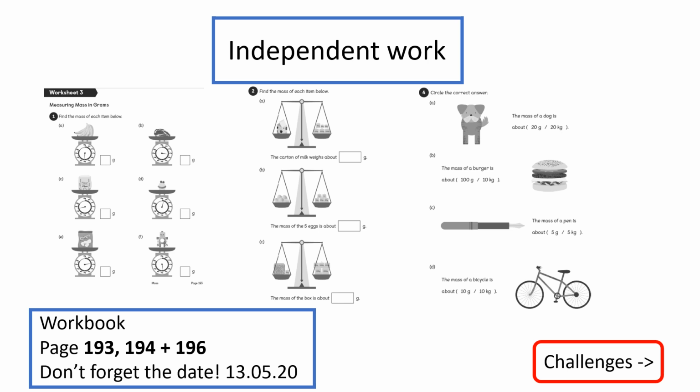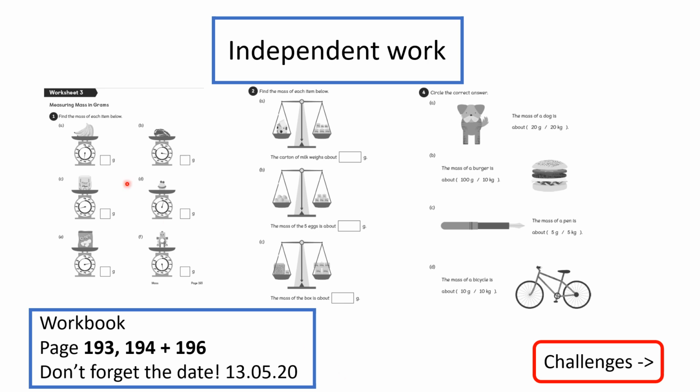Today you're working in your workbooks again, and you're doing 3 pages. But I want you to listen really carefully to which pages I'd like you to do today. I'd like you to do page 193, 194 and 196. So you'll notice that we are skipping page 195. So just double check those page numbers again before you start. Also, don't forget to add today's date, 13.05.20 at the top of your page.